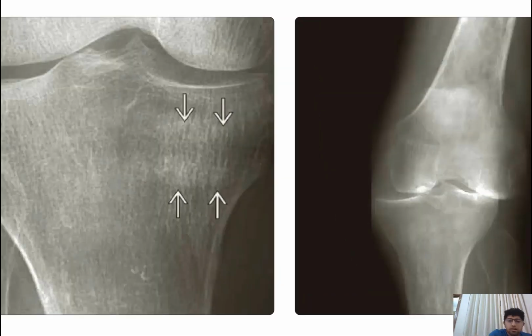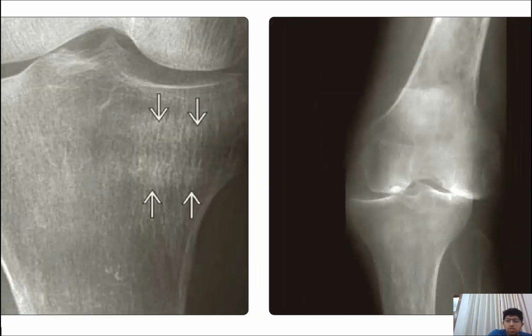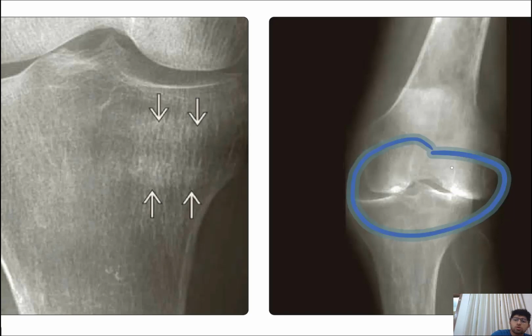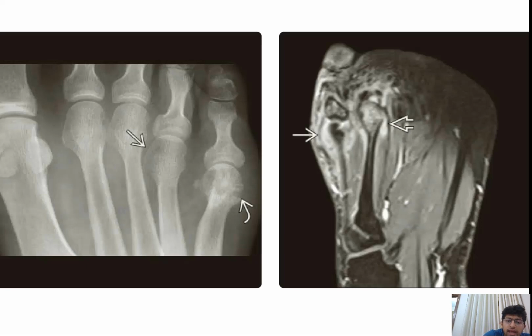Once the ligament and the capsule are involved, there will be subluxation of the joint because of the laxity in the ligament and the capsule of the knee joint. When the foot and ankle are involved, again we see the same findings.